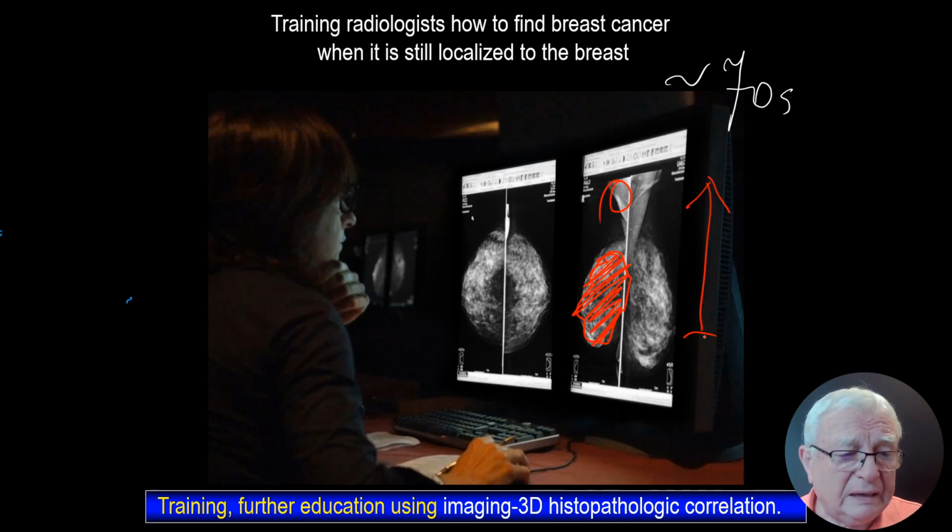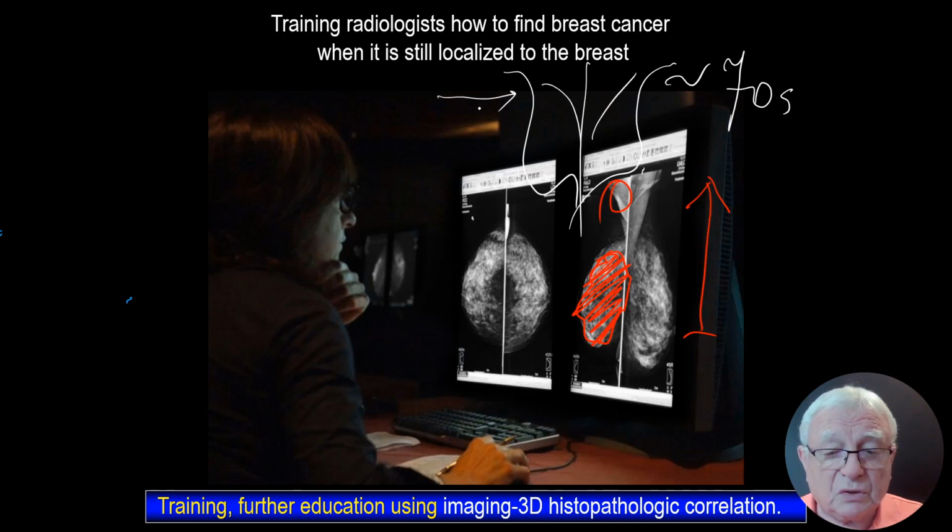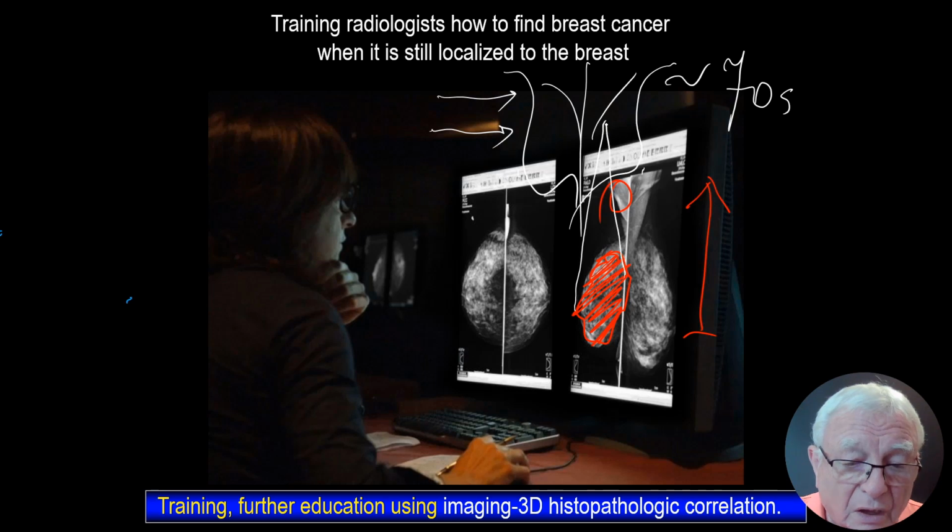Would you mind patting yourself on the back a little bit? Please do that. It's us, the radiologists, who created a revolution after we started to use low-dose film screen mammography, digital mammography. So this went down to this size.